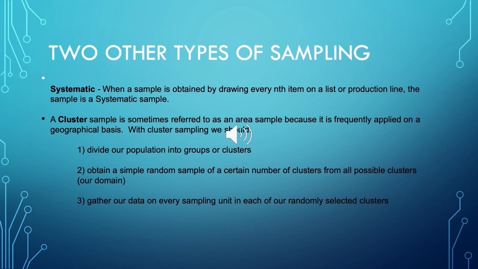That's systematic. A cluster sample is sometimes referred to as an area sample because it's frequently applied on a geographical basis. With cluster sampling, we first divide our population into groups or clusters. You could think maybe like voting districts. Then you obtain a simple random sample of a certain number of clusters from all of the possible clusters. And then finally you gather your data on every sampling unit in each of your randomly selected clusters.